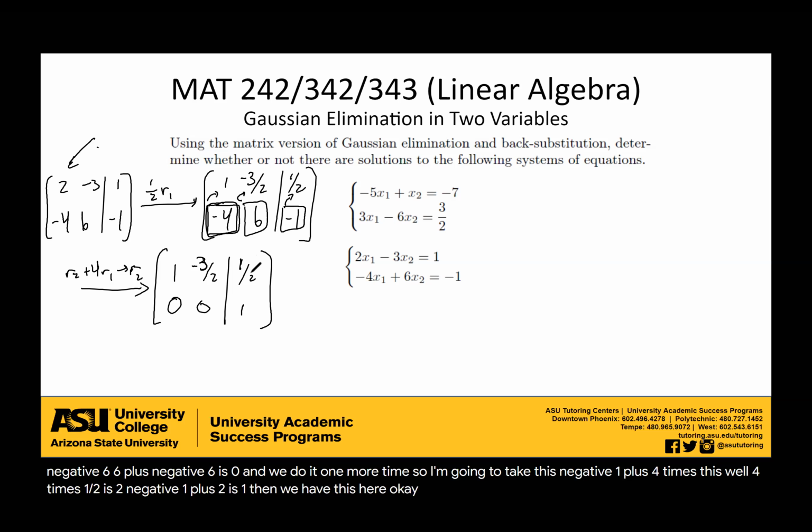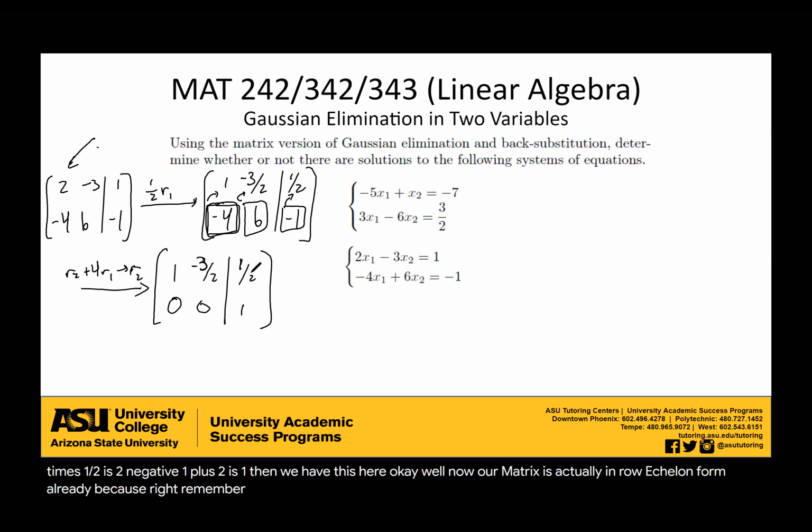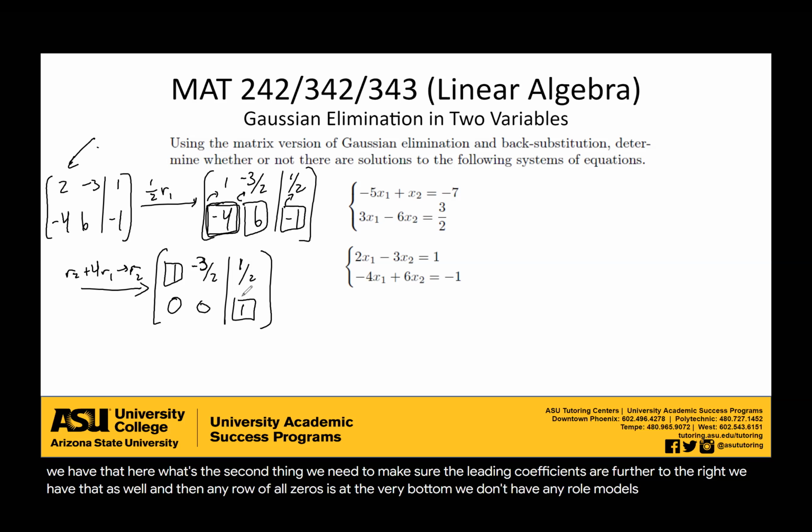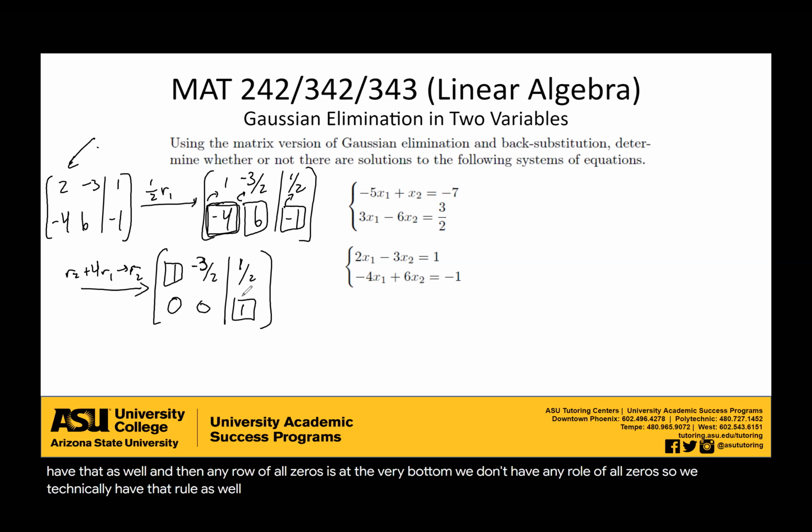Okay. Well, now our matrix is actually in row echelon form already. Because, right, remember, what do we need? We need the first non-zero coefficient in each row to be a 1. Well, we have that here. What's the second thing? We need to make sure the leading coefficients are further to the right. We have that as well. And then any row of all zeros is at the very bottom. We don't have any row of all zeros, so we technically have that rule as well. So we're done. We're in row echelon form.